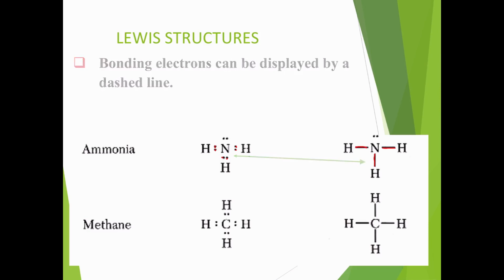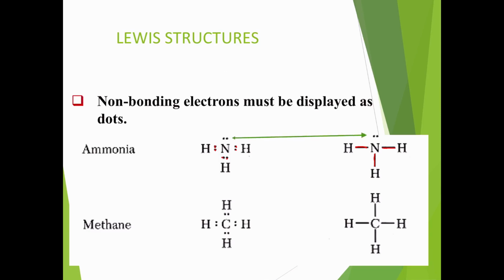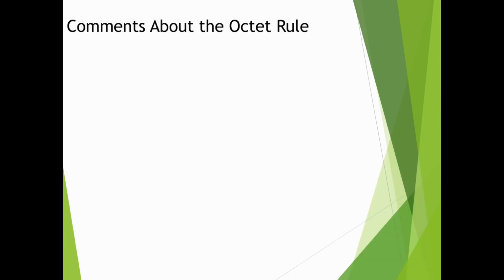And then the non-bonding electrons, though, they have to be displayed as dots. So you can't connect the dots of that nitrogen lone pair up there. So bonding electrons, show them as lines. Non-bonding electrons, show them as dots.